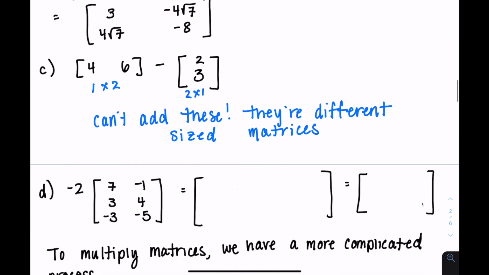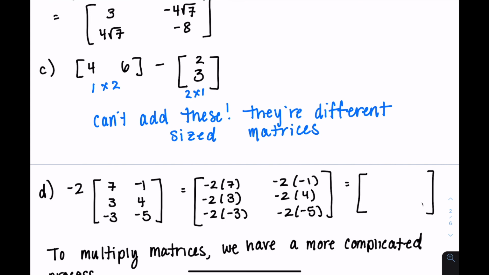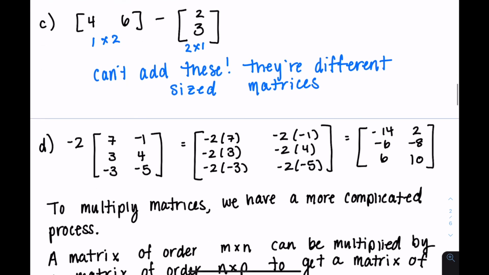Now in this one, if I want to take -2 and multiply it by a matrix, all we're going to do is multiply every single element by -2. So it's just going to double and change the sign. Okay. So that is our first way we can multiply with matrices, but that's with a scalar out front. So it's just a real number times a matrix.